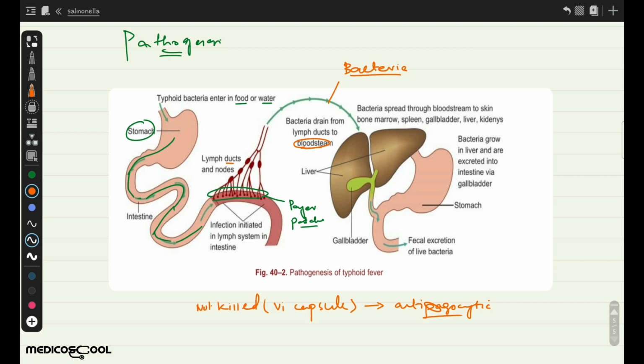then this bacteria passes into different organs like the skin, the bone marrow, the spleen, the gallbladder, the liver, and the kidneys. And the most important of these organs is the gallbladder, because when it enters the gallbladder, there is establishment of the carrier state.